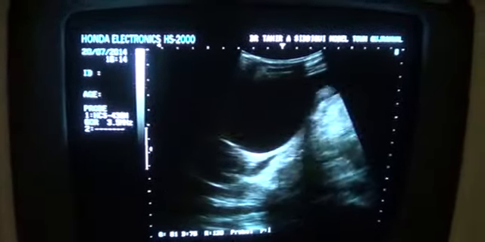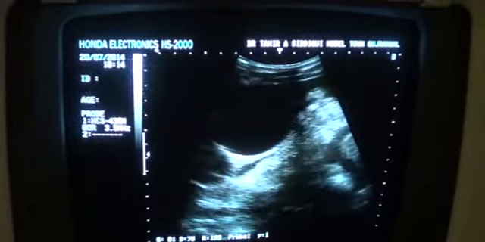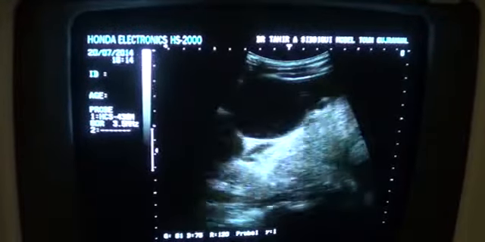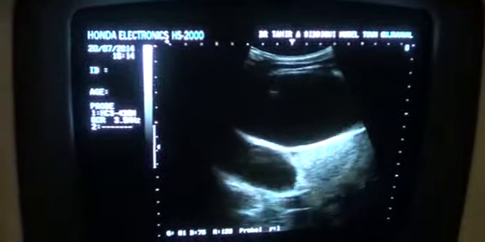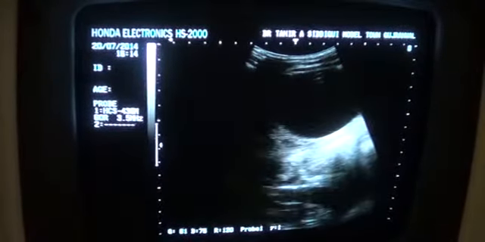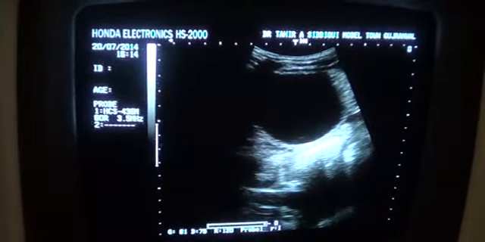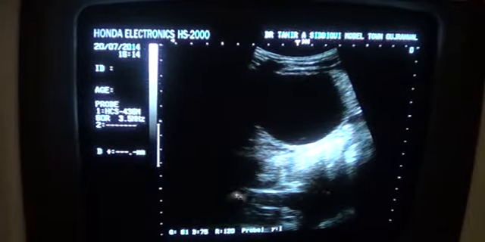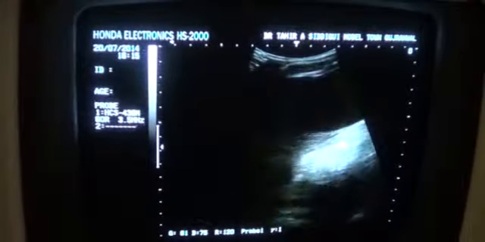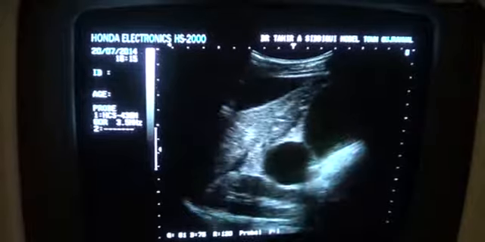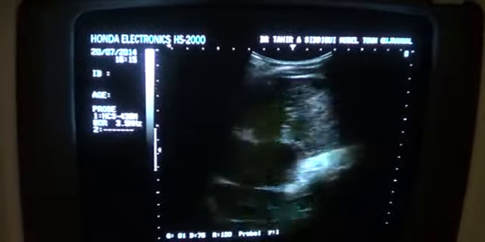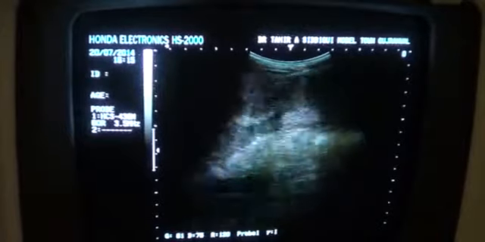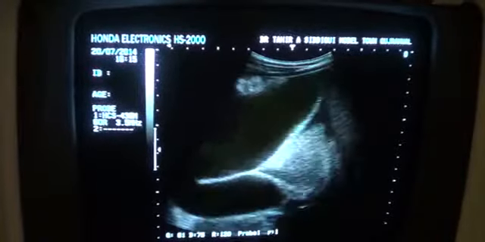Where is the, can we get to the CBD? Yes, straight away I come across the portal vein at the neck region. This is the portal vein. It's very difficult to reach the CBD from this point, from this angle.